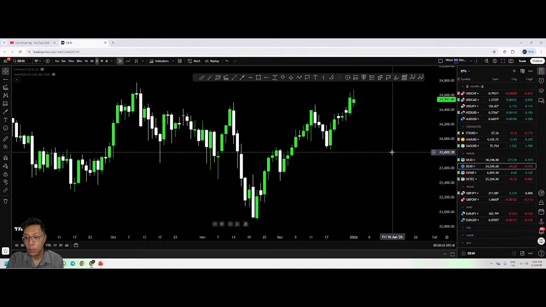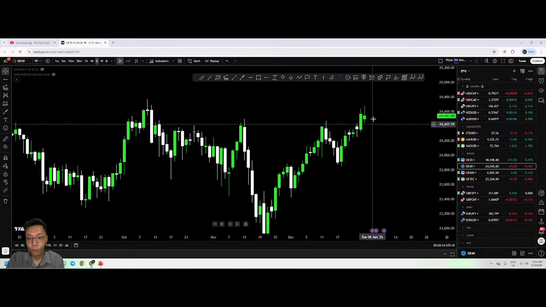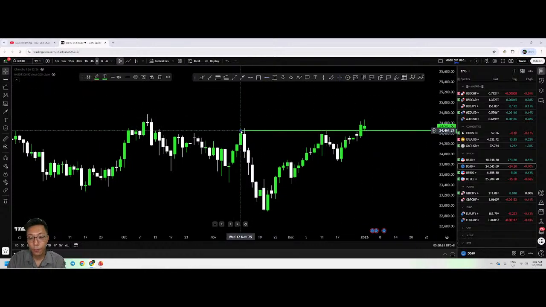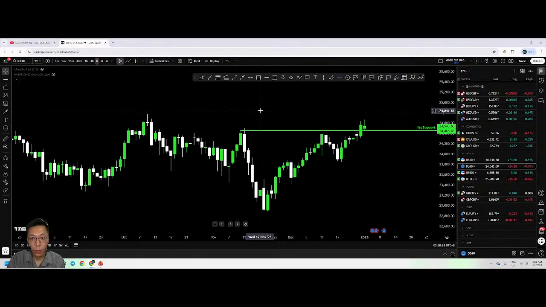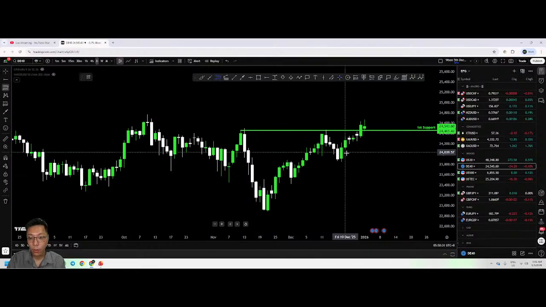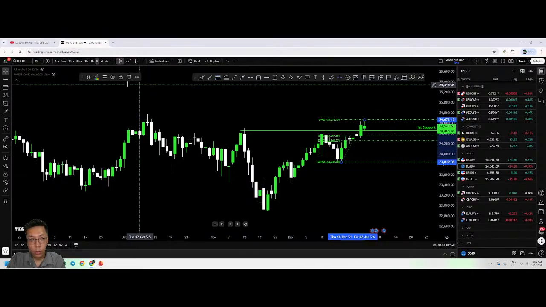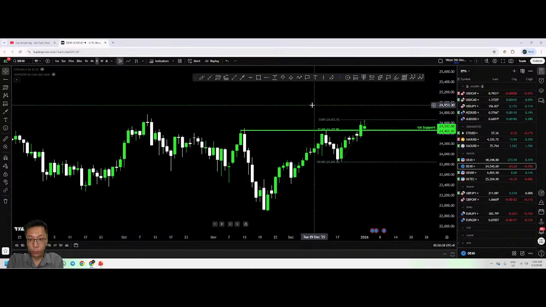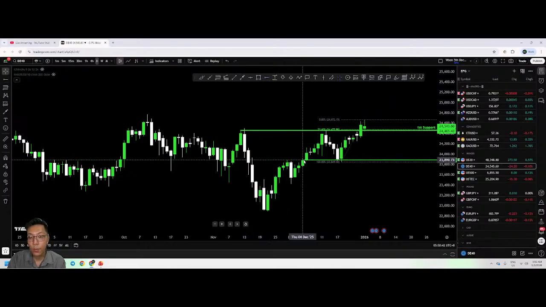Let me see. Germany 40, very doable. If you look at this area over here, this is where you should place your first support. Also, we have the 23.6% Fibonacci retracement level. And then the next thing is, of course, this shall be my second support.